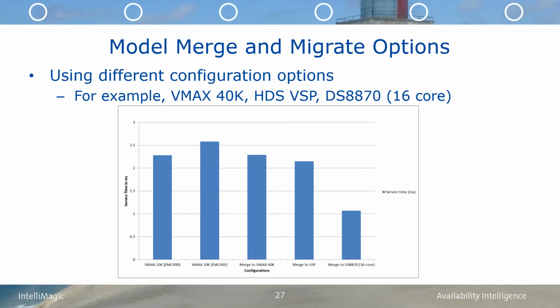In this example, on the y-axis we have service time, the average response time. In the older models it was around 2 to 2.6 milliseconds. And when we merge that workload and put it on the newer controllers, any of the new controllers can handle the workload without increasing the service time. So this is an important piece of information to have when you're going to look at moving to new hardware.